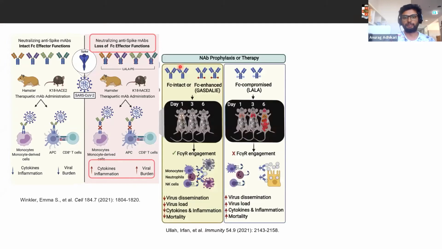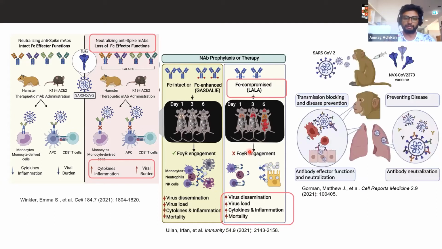It has also been shown, in prophylaxis or therapy sessions with other in vivo models, that if you can engage Fc gamma receptors, which are the receptors on innate cells, you will have less virus dissemination, decreased viral load, and of course decreased systemic inflammation as well. But if you compromise this Fc binding region of these antibodies, the clearance of the infection is delayed, which of course adds to the severity of the disease, and that would be an unfavorable condition.